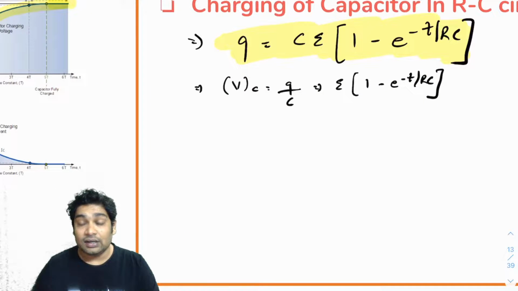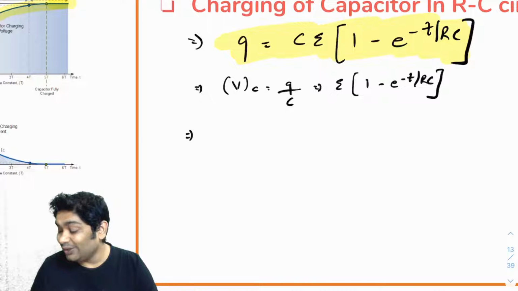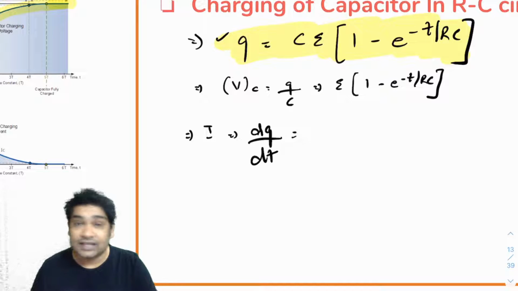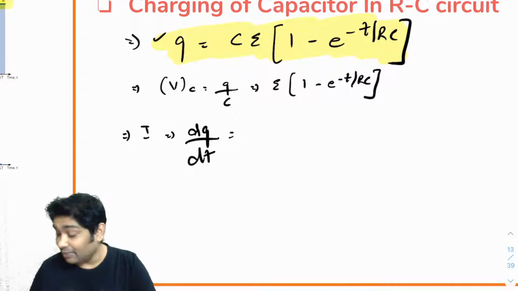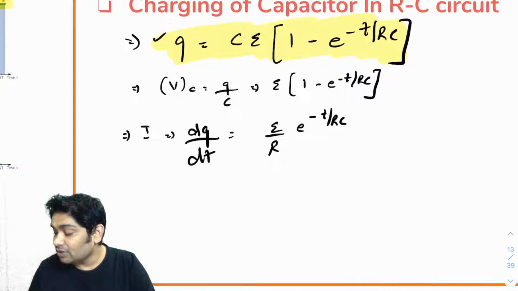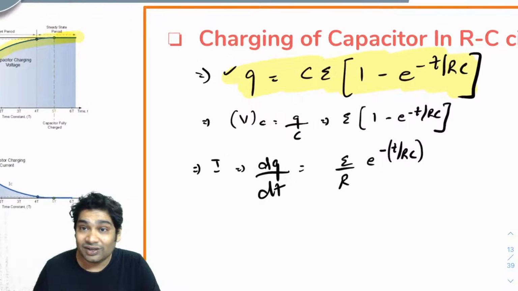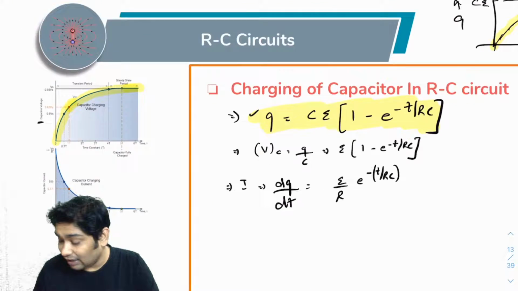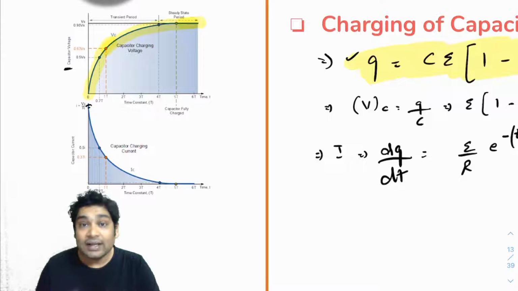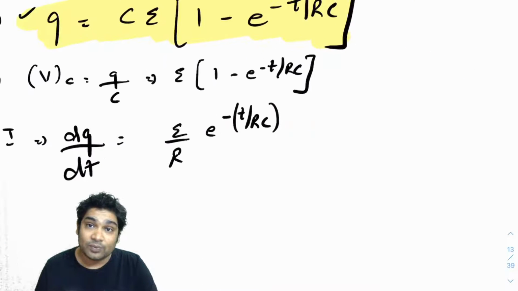Also, I can start writing the equation of current in the circuit. I know I would be equal to dq over dt. So if I differentiate this expression with respect to time, I am getting I as epsilon by R into e to the power of minus t over RC. So you will realize that the current in the circuit at t equals 0 will be epsilon by R. This is what your current would be, and then with time it will start reducing, and eventually at t equals infinity, it will become 0.